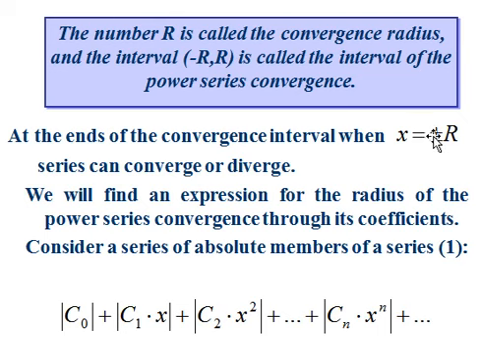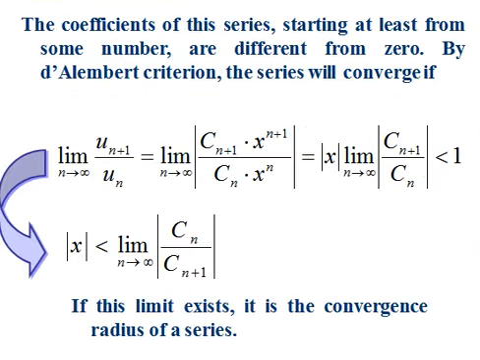So we may find an expression for the radius using this sum. Here, from the D'Alembert criterion, or D'Alembert test, we know that the series will be convergent if the limit when n tends to infinity of the next member divided by the previous is less than unit.